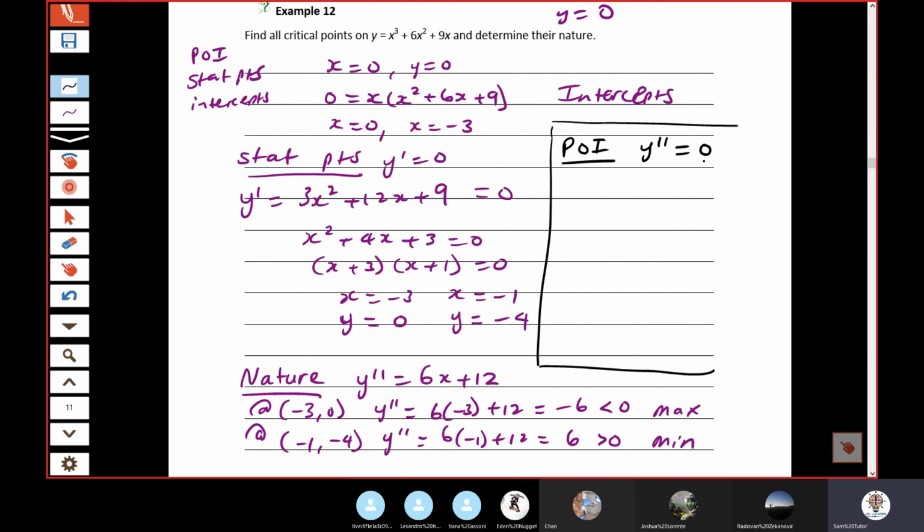Stat points, underlined, y dash equals 0. So that means for the rest of your life, you'll know stationary points, y dash equals 0. You'll be able to teach it to your kids. Stationary points, y dash equals 0. I'm going to move on. Point of inflection, y double dash equals 0.